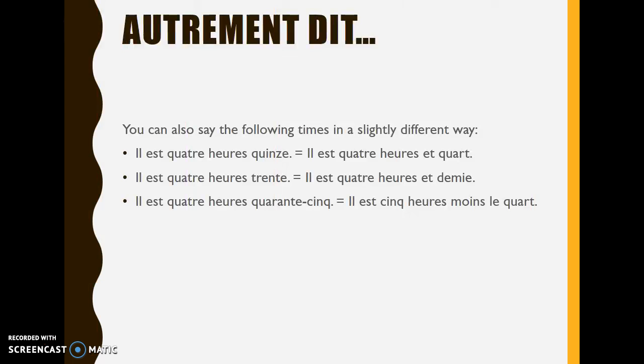Another way that you could say this, autrement dit, you could say, instead of il est 4h15, il est 4h et quart. If you know anybody who tells time by saying something like it's quarter past four, that would be the equivalent in French. Instead of saying il est 4h30, you can say il est 4h et demie, so four and a half. Il est 4h45. And here we want to say il est 5h moins le quart. So 5 hours minus a quarter, quarter till 5 is how we might say that in English. I just want you to be aware of these other ways that French people might say the time.